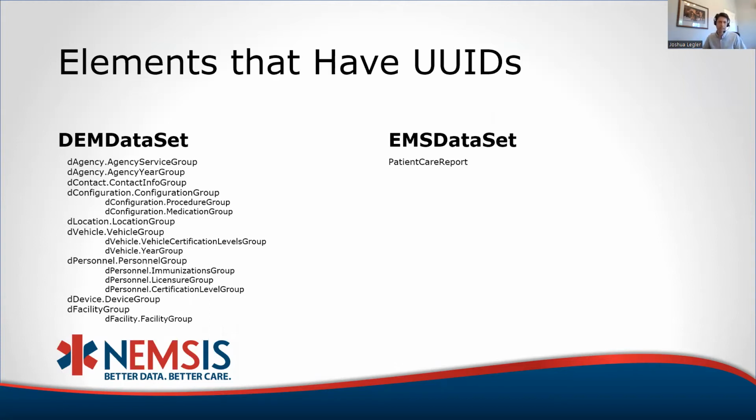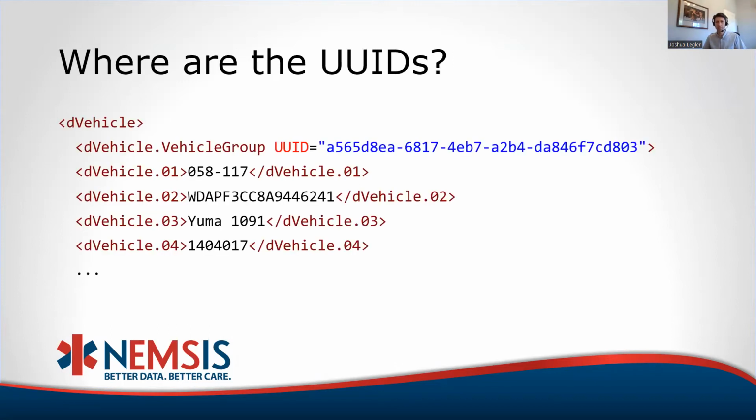Okay, so what does this look like in the XML and in the data dictionary? Here's the XML view. I'm using a vehicle here. So we have the dVehicle section, and then we have a dVehicle.VehicleGroup, and you'll see that it has this attribute called UUID right there on that vehicle group. And that uniquely identifies this chunk of data, encompassing all of these child elements within that vehicle group that are giving information about the vehicle that the agency owns. So that's where it shows up in the XML.